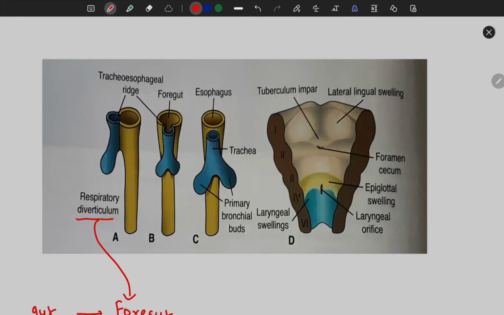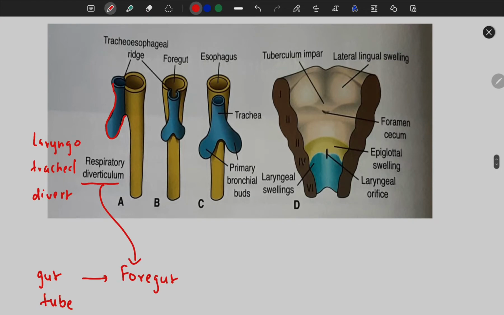So this respiratory diverticulum, that is this one, is otherwise called as laryngotracheal diverticulum. And this respiratory diverticulum is found at fourth week of the intrauterine life. So this is the foregut tube. So initially you can see when the laryngotracheal diverticulum arises, the foregut and the laryngotracheal diverticulum are continuous. This must be fused.